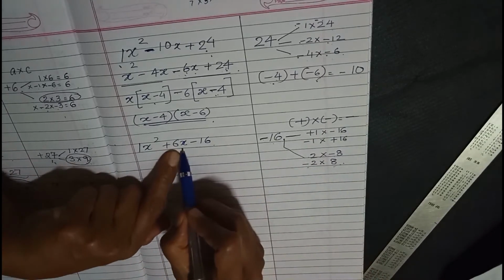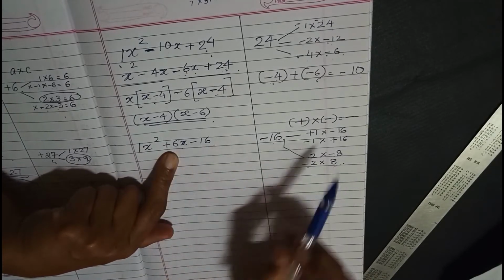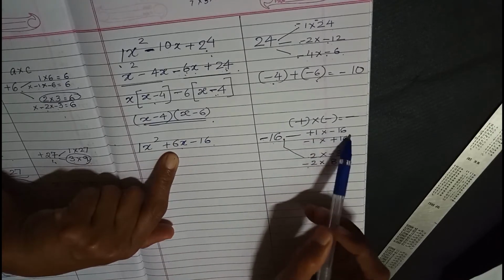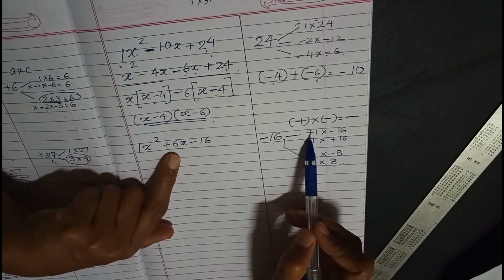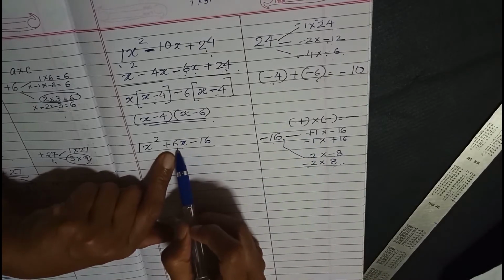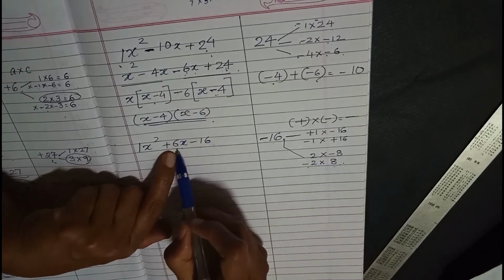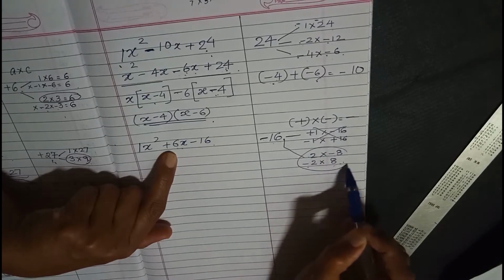Now we look at the number in between. I want addition or subtraction as 6. Now you know when one number is plus, one number is minus, you will have to do subtraction. You cannot do addition. So 16 minus 1 will give me 15. But I don't want 15, we want 6. But here you can see 8 minus 2 will give me 6. So that means we cannot select this, but we have to select this.